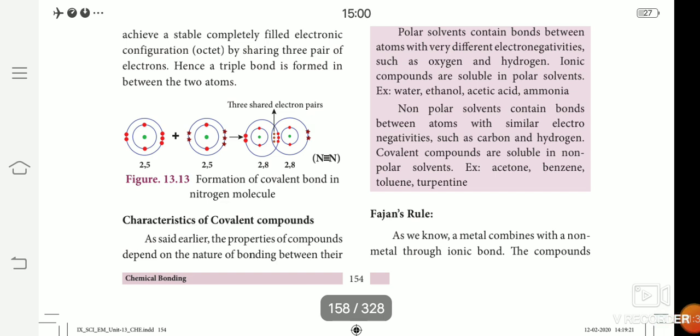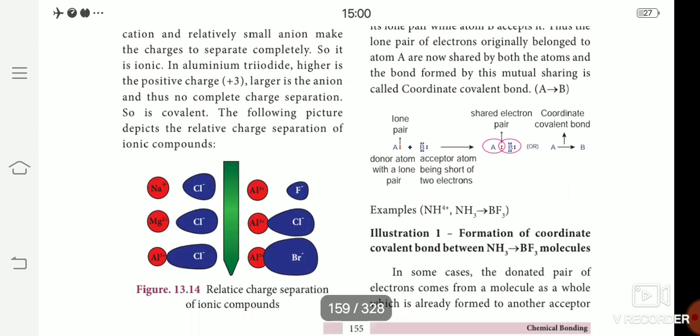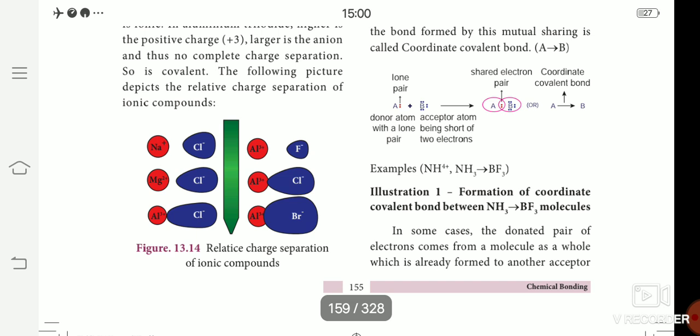Fajan's rules. In this rule, a metal and a non-metal combine in an ionic bond. In this structure, sodium is a metal and chlorine is a non-metal; aluminium is a metal, while fluorine, chlorine and bromine are non-metals. So one metal combines with non-metals. This is called Fajan's rule.